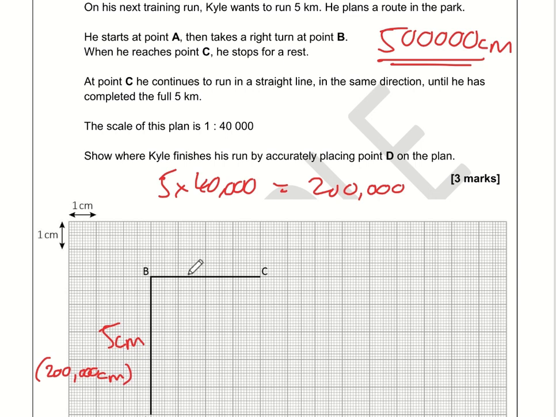So here we've got 1, 2, 3, 4 centimetres. So that is 4 lots of 40,000. 4 times 4 is 16. Put the 1, 2, 3, 4 zeros back in. So that is 160,000 in real life.